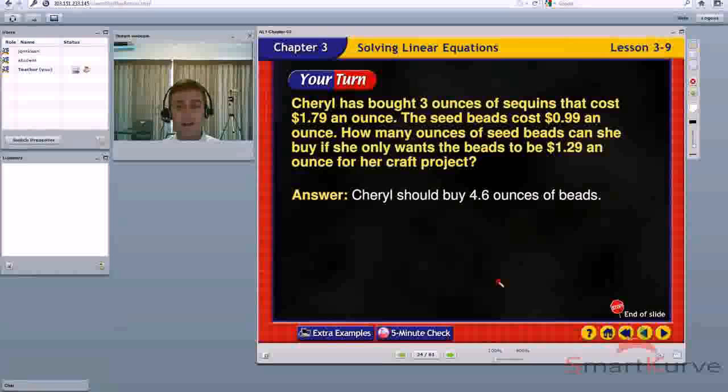Cheryl has bought 3 ounces of sequins that cost $1.79 an ounce. The seed beads cost 99 cents an ounce. How many ounces of beads can she buy if she only wants the beads to be $1.29 an ounce for her craft project? We're going to use the same equation as before. Cheryl should buy 4.6 ounces of beads.